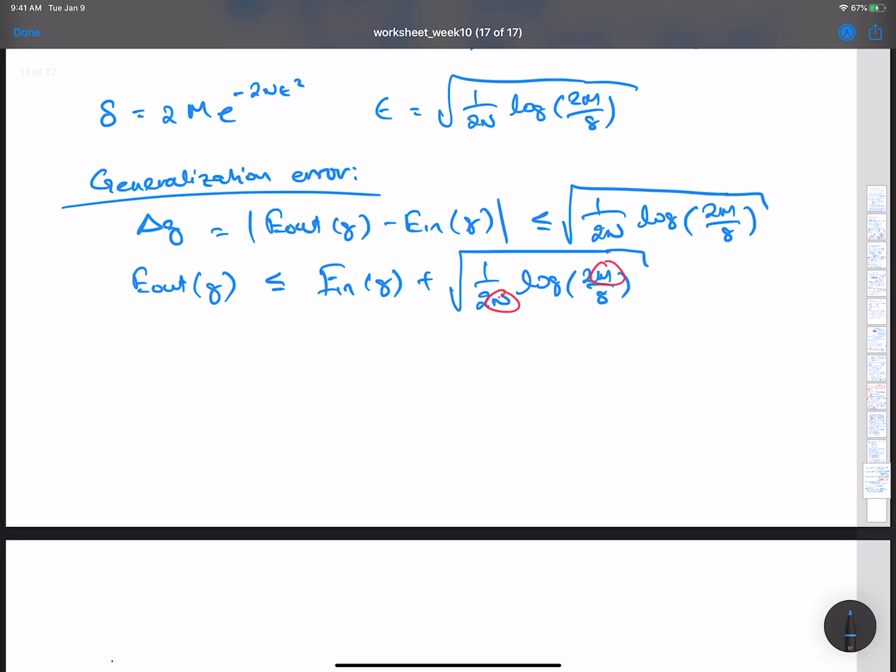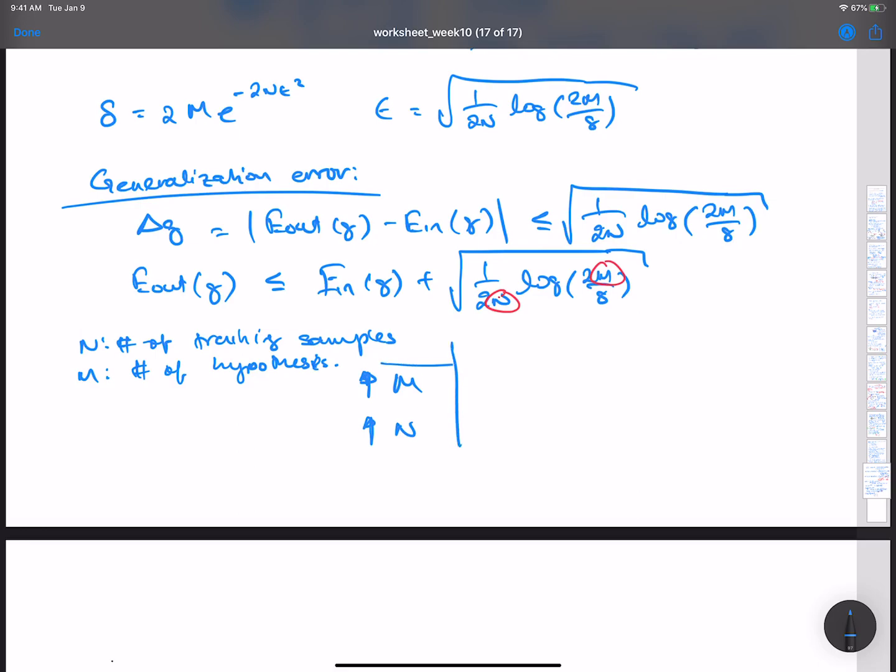So just by observing this bound, you can reach some conclusions. n is the number of training samples, and m is the number of hypotheses. So when you plot it, you have m. If m becomes higher, or n becomes higher, how does it affect the gap between the in-sample and out-of-sample errors? And how does it affect the training error?